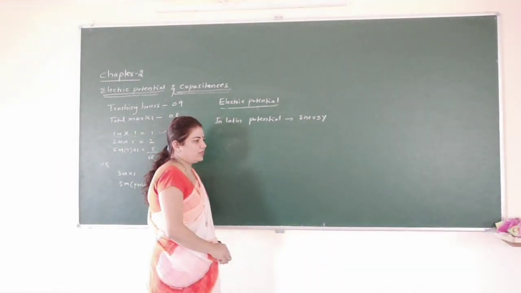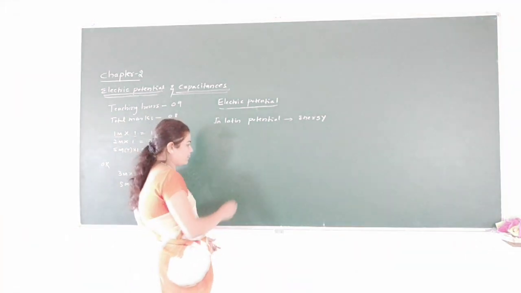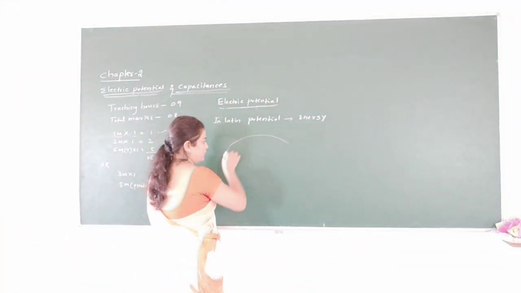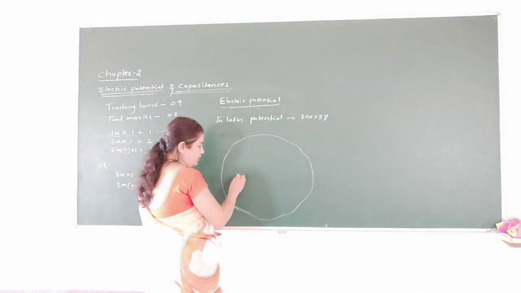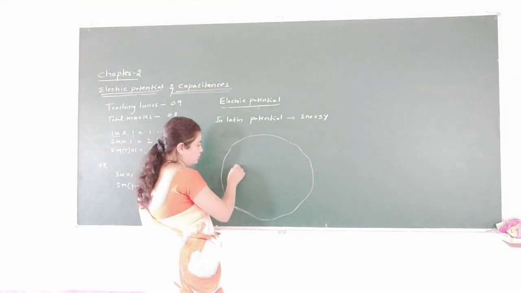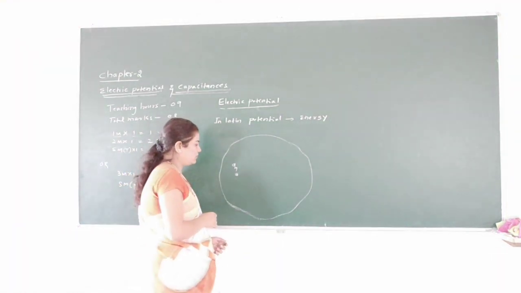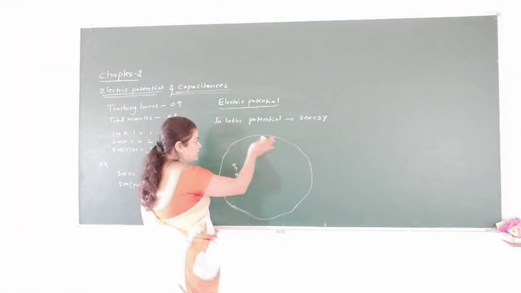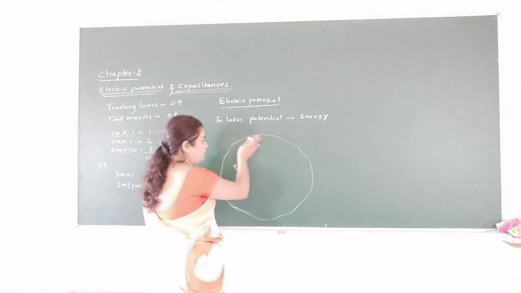We all know that charge produces an electric field around it. See, this is the electric field produced by some source charge. The source charge is represented as Q. So around this charge there is what? Electric field. This is the region of electric field.